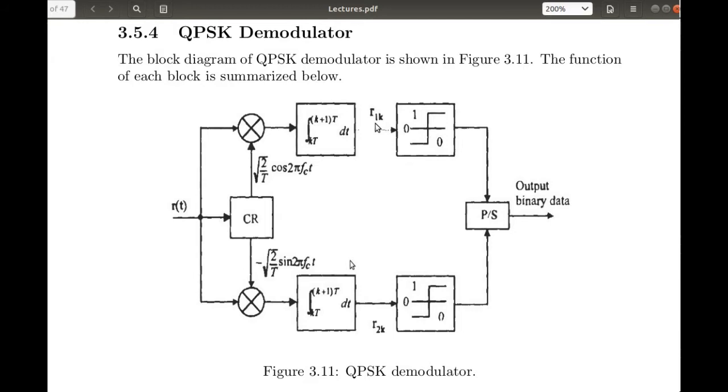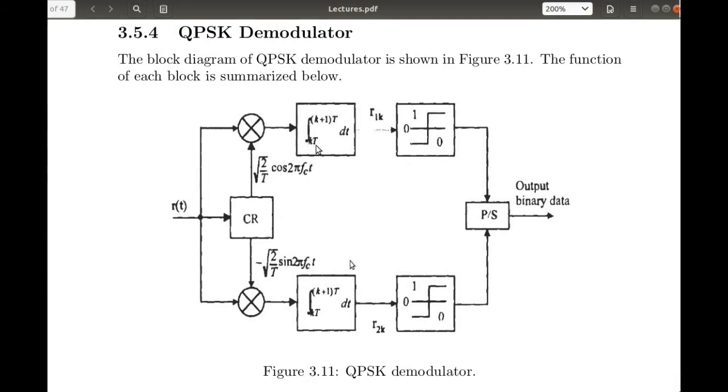R1k, some value, some number. And then we have a threshold detector. We will see that this threshold detector is implemented with the help of the signum function, which will give us a 1 or a minus 1. For all positive values it will output a 1, for all negative values the output will be minus 1. So this way we get our data from the upper branch, one bit from the upper branch and one bit from the lower branch.